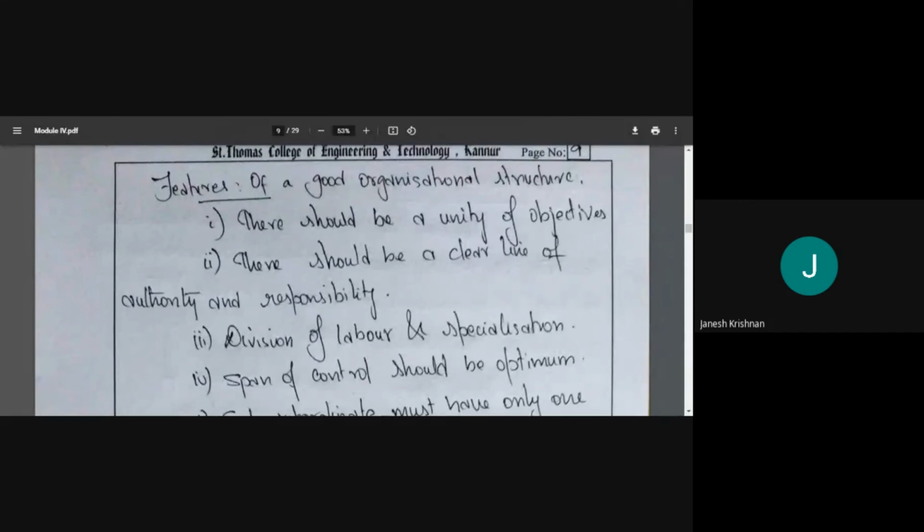So division of labor will lead to specialization, and whenever we are dividing the workforce, we should think about their capabilities. If someone has a good eye for colors and arts, he should be made in charge of decoration. Right? Whoever has good financial thoughts and is good in accounting should be made part of the finance department.